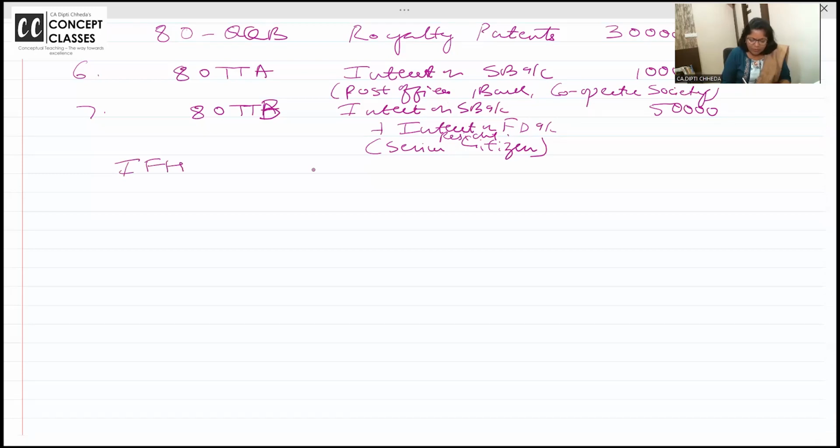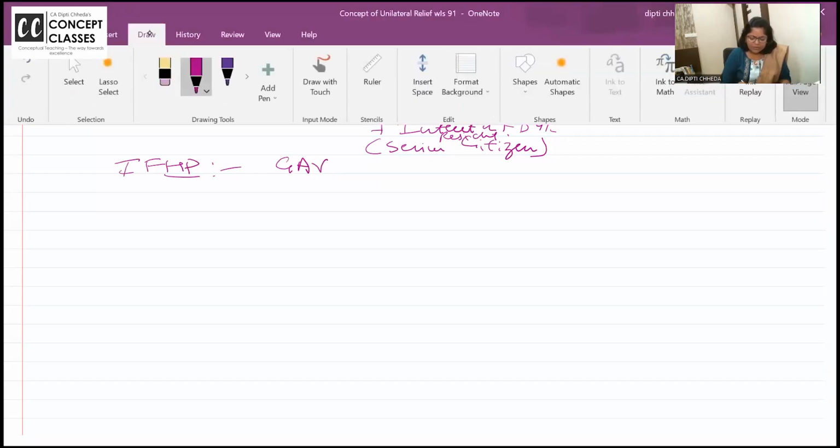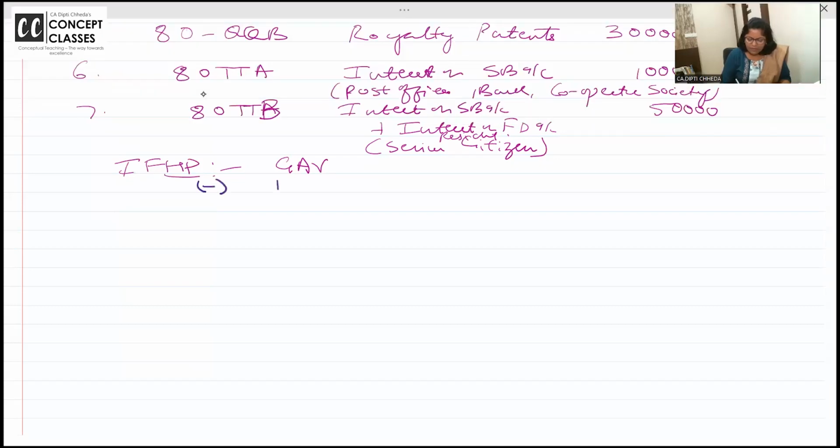Income from house property. Write it quickly. Income from house property starts with your GAV, less municipal taxes, gives NAV. NAV less 30% standard deduction, and interest on loan.